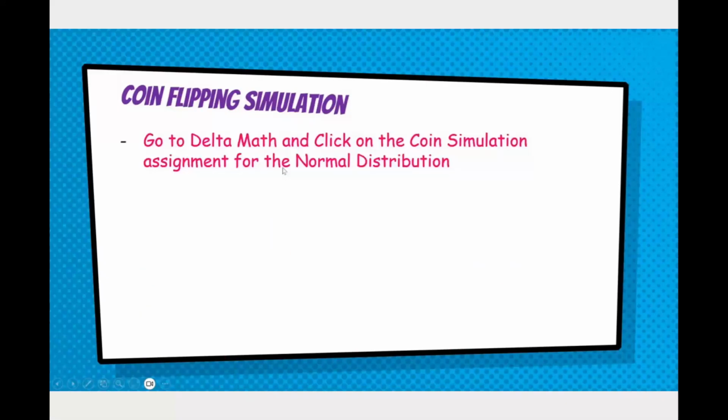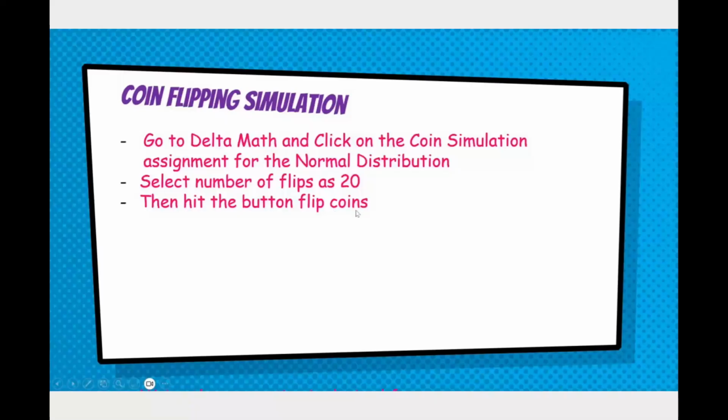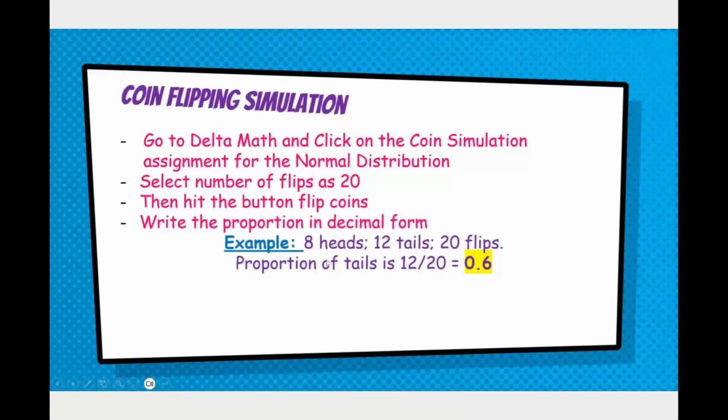But I would have y'all do this coin simulation in class. So I'm not going to do it on the video, but just show you what it looks like. If you want to do this at home, you're going to click on the Delta Math assignment called normal distribution under this unit. You're going to select the number of flips as 20, hit the button to flip the coins, and write down the proportion in decimal form. Have your calculator out if you need it. If you got 8 heads and 12 tails, that's out of 20 flips. You're looking at the proportion of tails, so you got 12 out of 20, which is 0.6, and you type in 0.6.